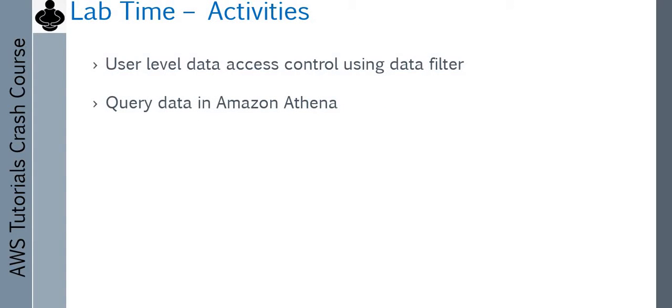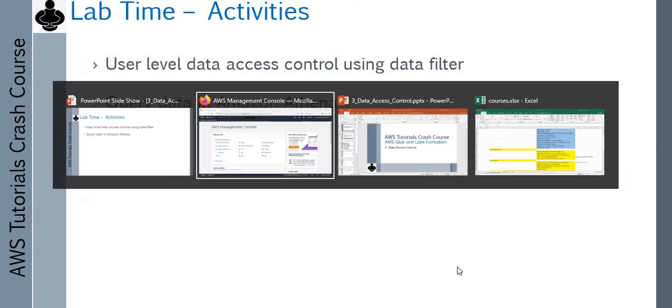That was a very small topic, because all you need to understand is what kind of permission works at the database level, what kind of permission works at the table level, and what kind of permission you can apply at the column or row level. Now what we are going to do is create a data filter, and use it to show you how you can restrict access to the table data at the column and row level. Then we will use queries inside Amazon Athena to validate whether our access control is working or not. So let's jump onto the AWS console and do this lab activity.